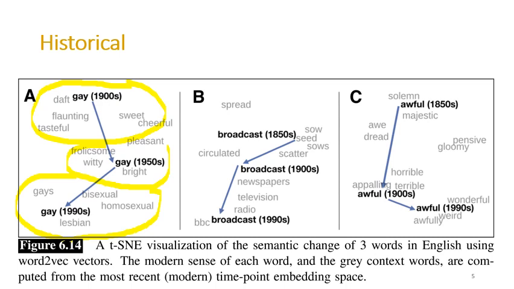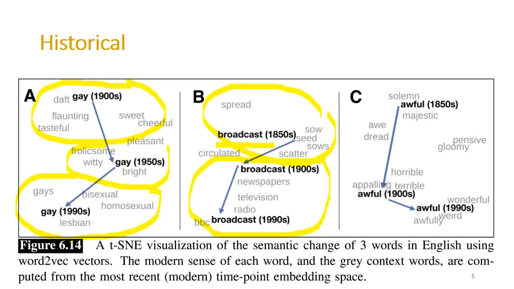And then let's take a look at another example of a word. The word broadcast in the 1850s is mostly related to how you spread the seeds in your farm. So it's about farming. But then since new technology appeared in the early 1900s, the word broadcast is more about spreading the news through the media, like broadcasting from the radio, TV, and so on.